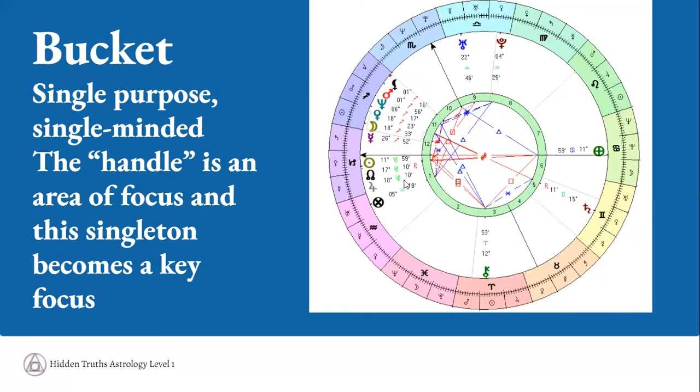The bucket. The bucket is where everything is clustered and there's something called a handle planet. So here you see the entire focus on the 11th, a little in the 12th and 1st house. This is the bucket. These people are single-minded, single-purposed, and the handle actually is a very strong area of focus. This is called the singleton, and this becomes a very key focus. So it's obviously not balanced.